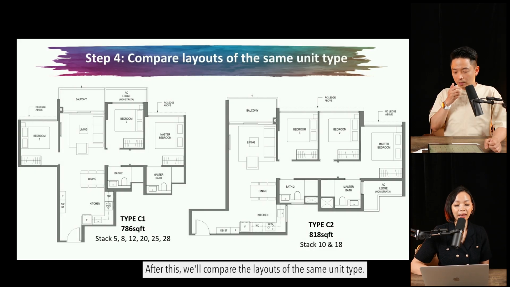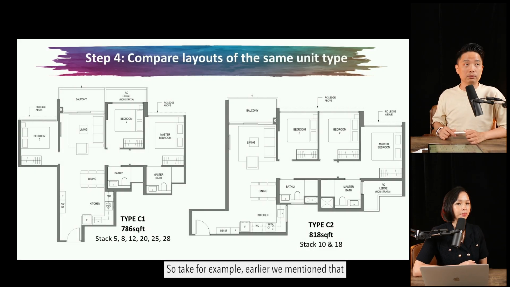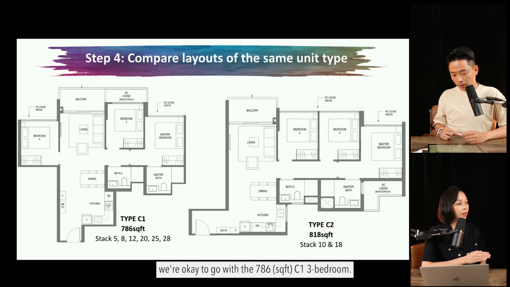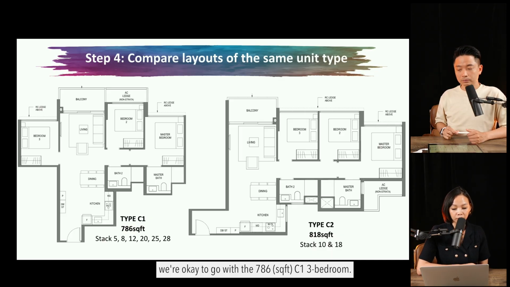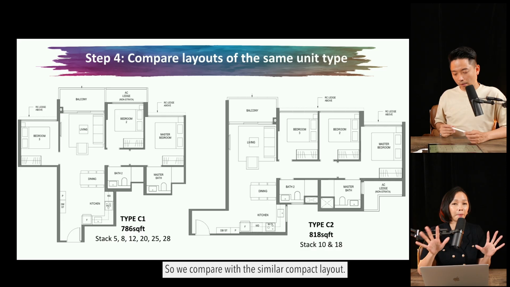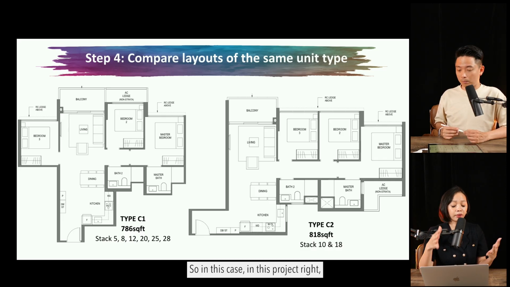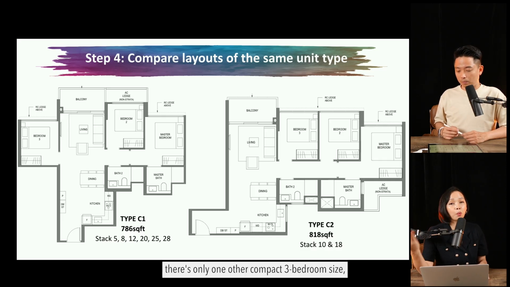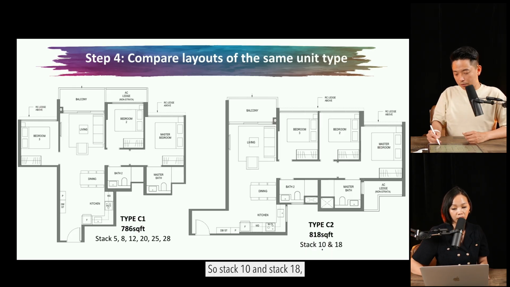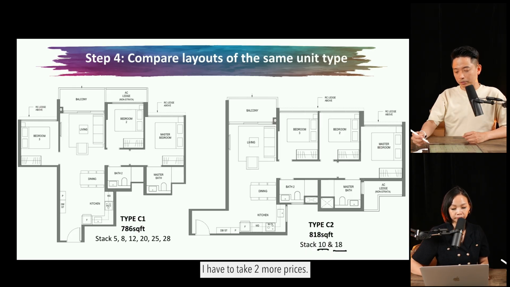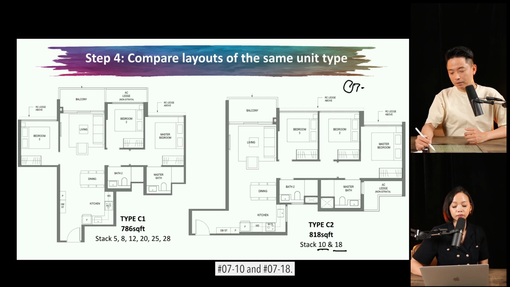After this, we'll compare the layouts of the same unit type. So take for example, earlier we mentioned that we are okay to go with the 786 C1 3 bedroom. So we compare it with the similar compact layout. How many are there? In this project, there's only one other compact 3 bedroom size, which is 818 square feet, stack 10 and stack 18. I have to take 2 more prices, 0710 and 0718.